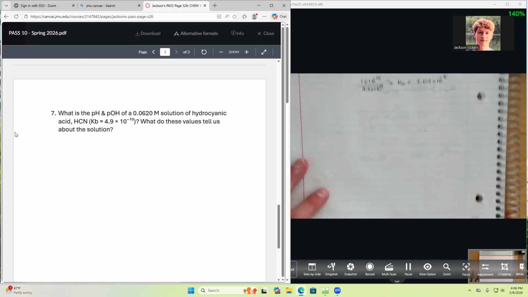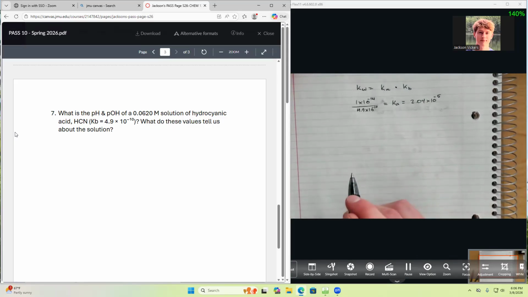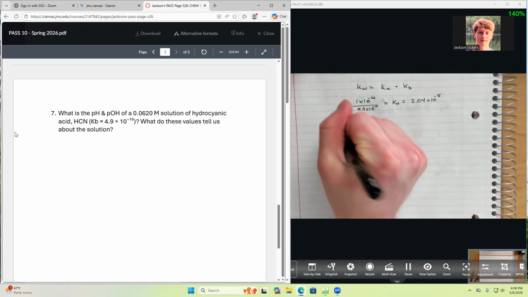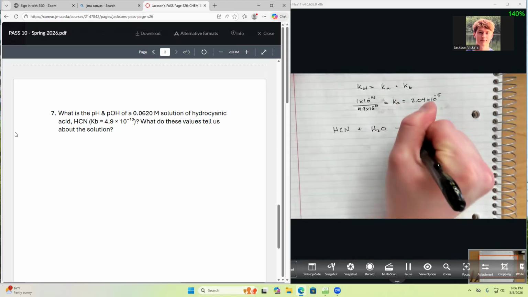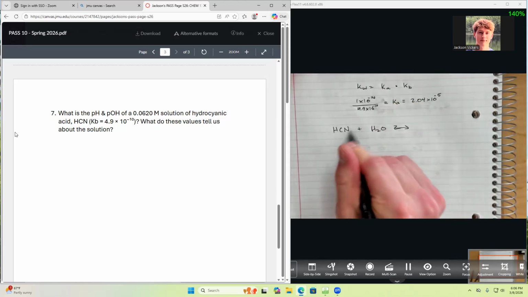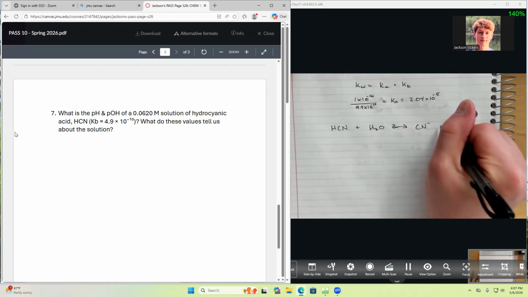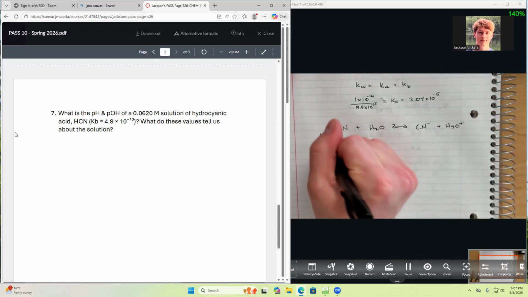Let's work through this one. So again, we have HCN. He might give you the name itself, he might not, but that is hydrocyanic acid. It's not one of those strong acids. We know it's a weak acid. It's at equilibrium, and so it's going to be producing its conjugate base, CN minus, plus the H3O plus. That's what we really care about here.